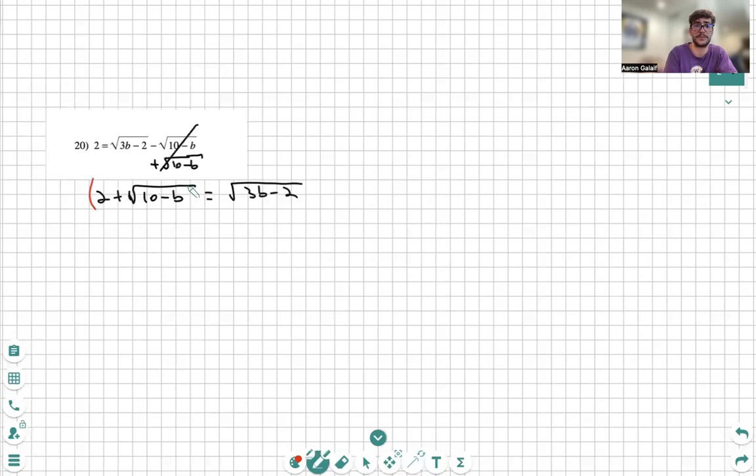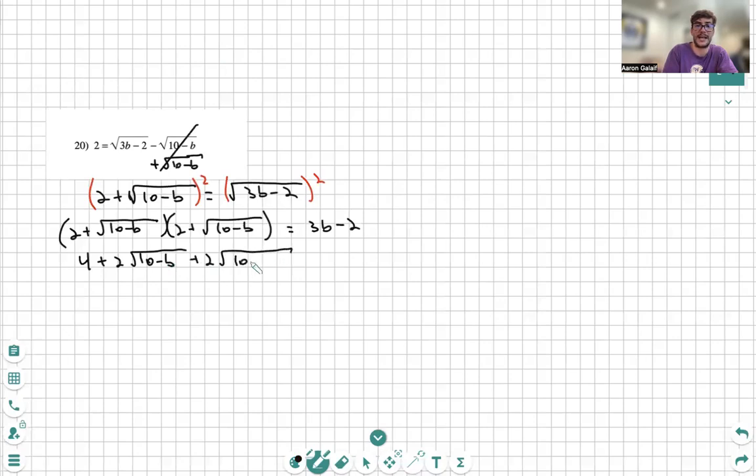So in this situation, we're going to square both sides. On the left, we're going to have a FOIL. I'm going to write this out twice because that's what it means to be squared, multiplied by itself. And then this will just cancel the square root on the right. Now, let's slowly FOIL the left side. We have 4 plus 2 square root 10 minus b plus 2 square root 10 minus b. And then we know that square root 10 minus b times square root 10 minus b is just 10 minus b. So that would be the next line.